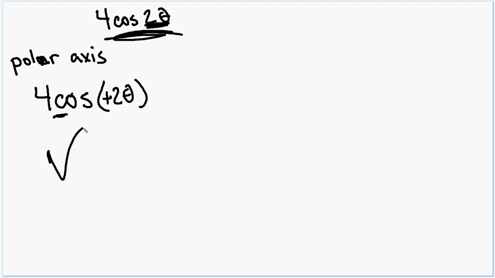So our function here is 4 cos 2 theta. Let's check our symmetry. The first one I like to do is polar axis, x-axis. We're going to take out the theta and replace it with negative theta. So that'll be cos of negative 2 theta. Once again, cos is hungry. It's going to eat that negative up. So we're back to our original equation, and we do have polar axis symmetry.